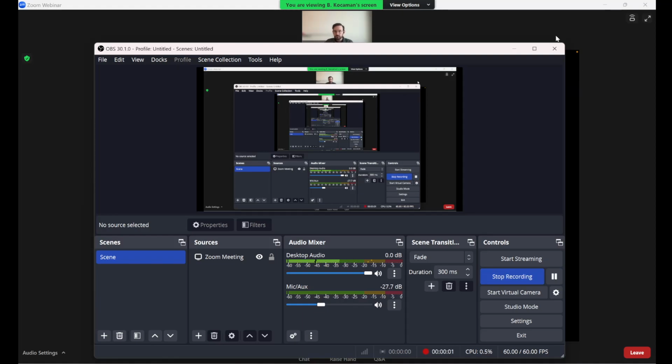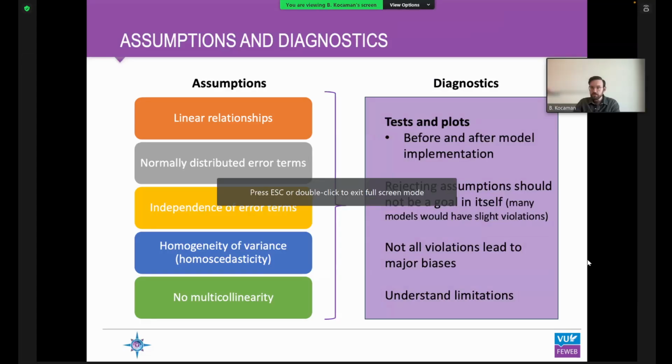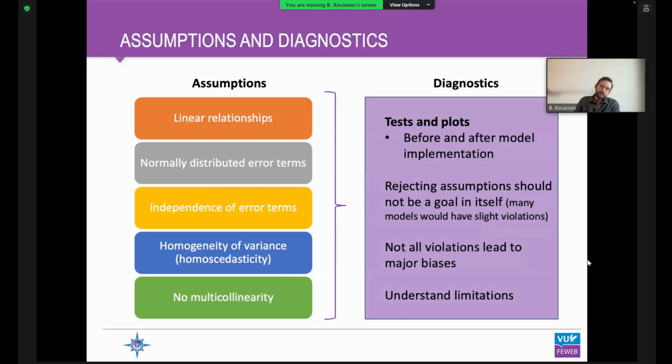Slight violations in practice. Although we have these assumptions, and in an ideal world, of course, all of them will be satisfied, it's very common to have at least slight violations of these. It's also important that not all violations necessarily lead to major biases. So your result might still be very close to the true value, but it's important to understand the limitations of your model. And for that, you really need to understand what's going on behind the scenes in terms of assumptions.